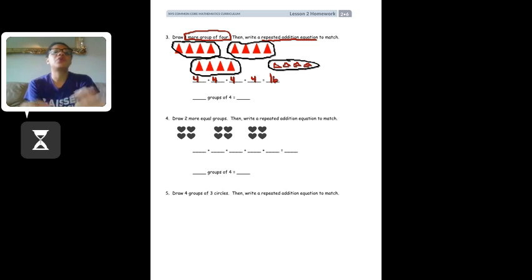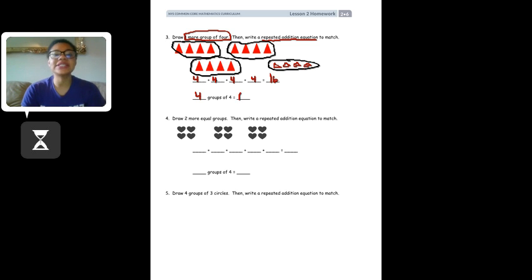Blank groups of 4 equal blank. So now, how many groups of 4 did we create? How many black circles, how many equal groups did we create? We created 1, 2, 3, 4 black circles, or 4 equal groups. So I'm going to put the number 4 in front of groups. So 4 groups of 4 equals how many? How many is 4 groups of 4?